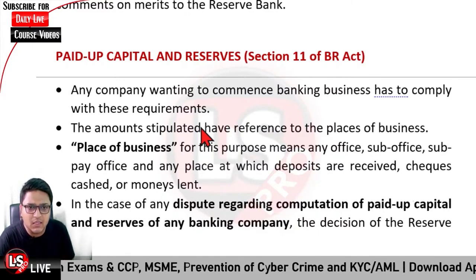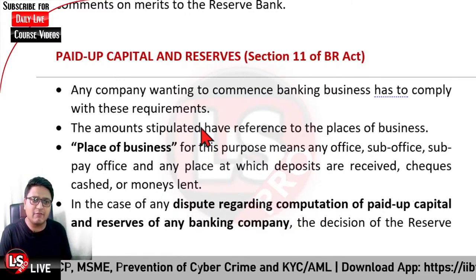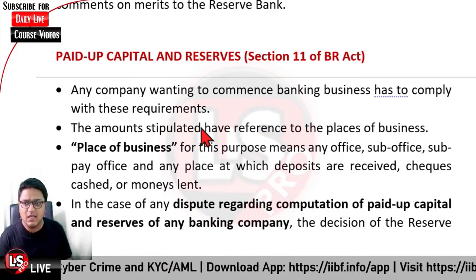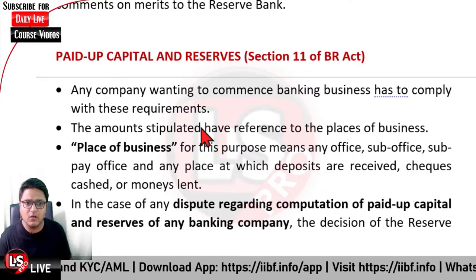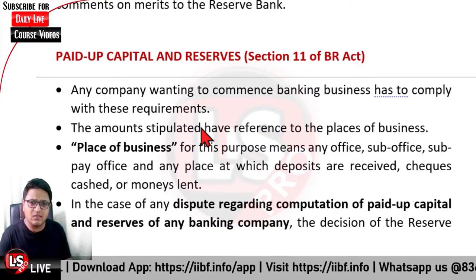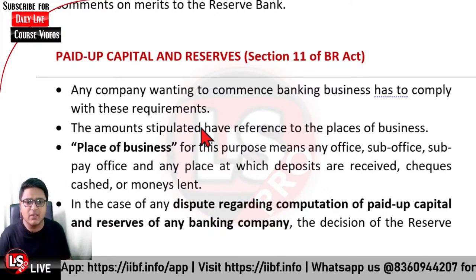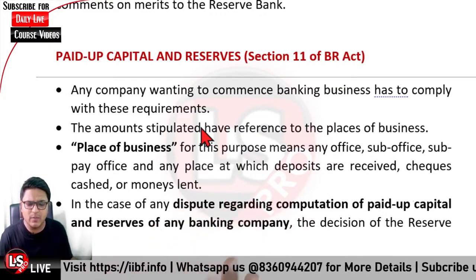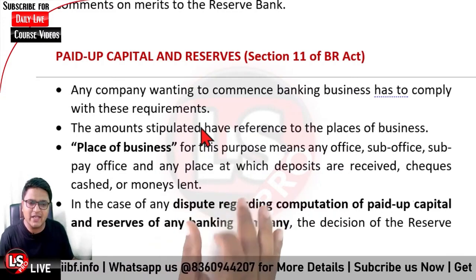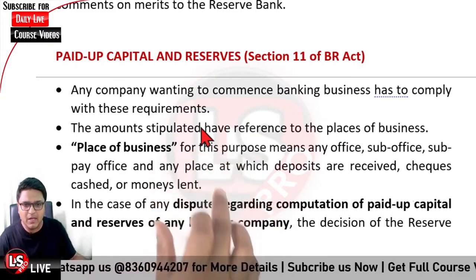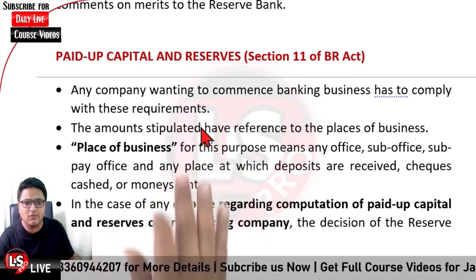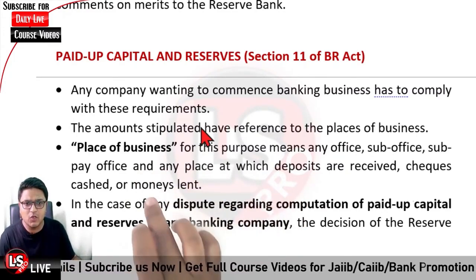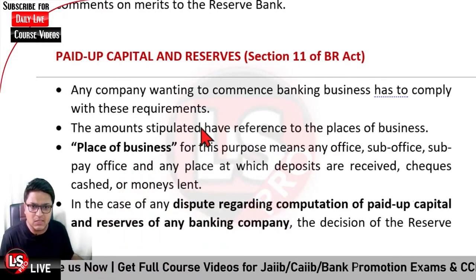Further, the amount stipulated has a reference to place of business. Place of business for this purpose means any office or sub office or pay office, where deposits are being received, cheques are being cashed and money is being lent. That is said to be a place of business. We mean to say, if we are talking about any kind of branch, sub pay office or extension counter, we are talking about the place of business.